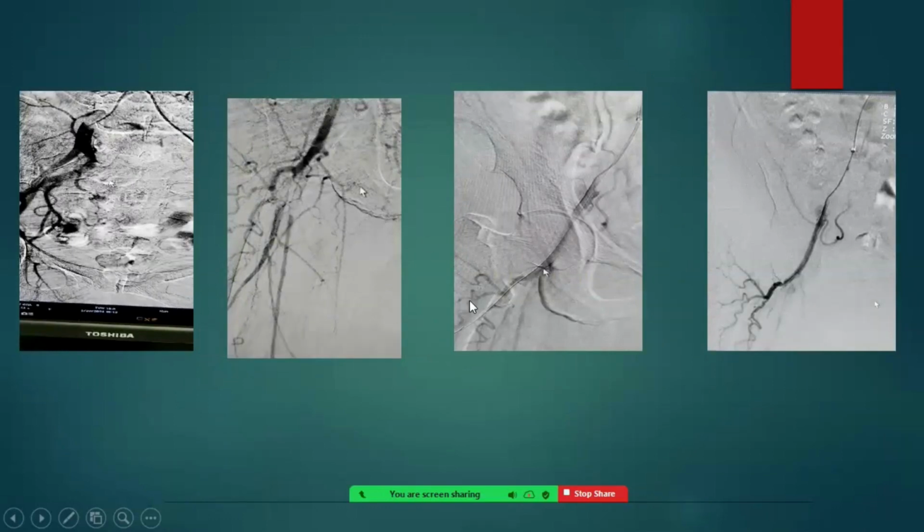And we put the wire in the profunda just to make sure that if anything happens, we at least have the wire in the profunda, so it will not occlude the profunda by ballooning of the SFA.